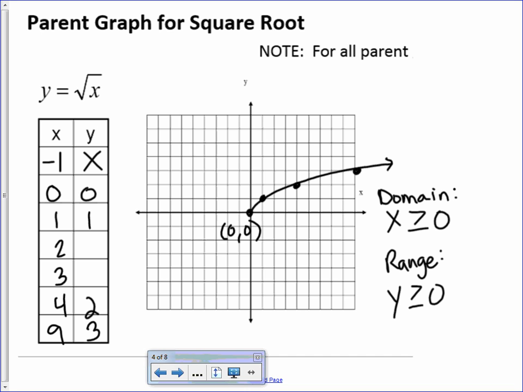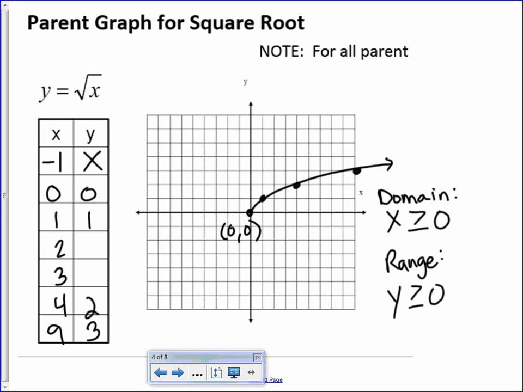So that's really interesting. I'm glad you remembered that, Damon. Previously, we have worked with functions that always had all real numbers for domain. The square root is the first function family we've encountered where that's not true. We'll always have some kind of restriction because you can't take square roots of negative numbers. It's a rule. Does anybody have any questions about the parent graph for the square root that I could answer?